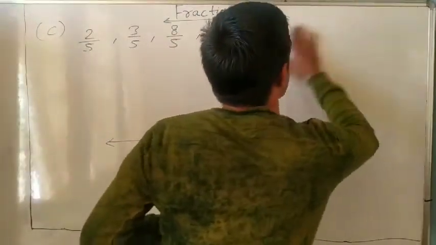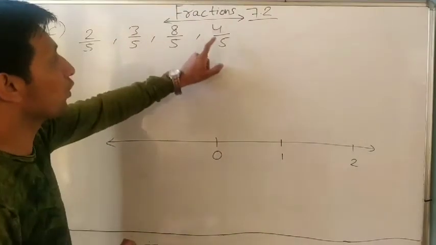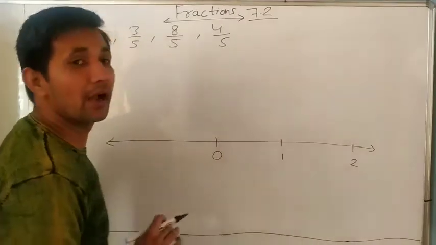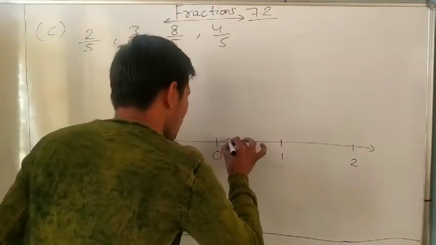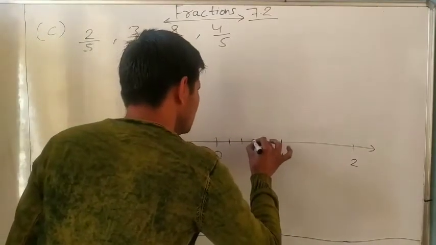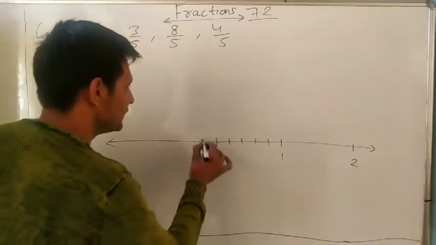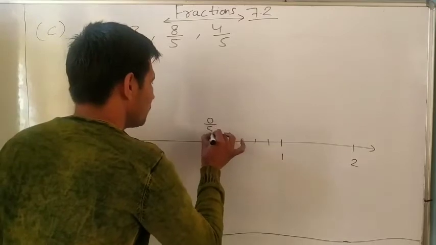So how will we represent 8 by 5? So look at it, and 4 by 5. So first we will represent 0 to 1. How many parts? 5 equal parts. 1, 2, 3, 4 and 5. So first is 0 upon 5.